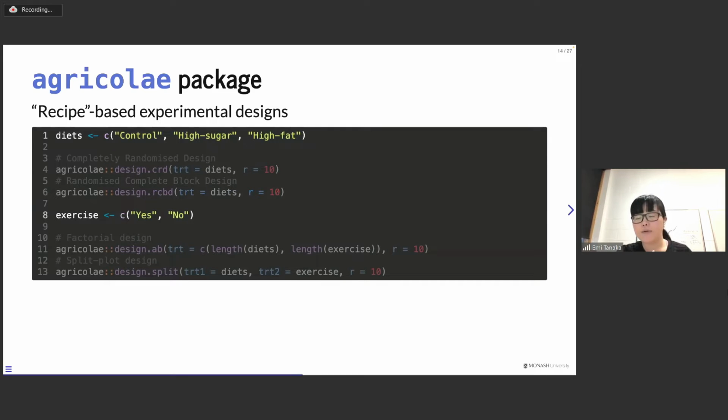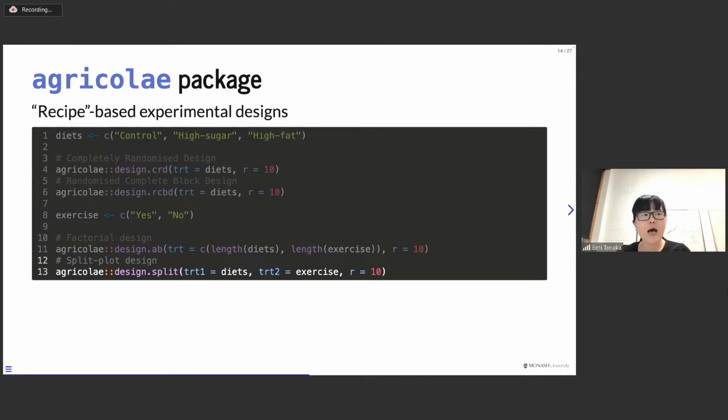Then let's say that we have another treatment factor. This time we're going to include exercise, which has 2 levels, whether that subject had exercise or not. And we can generate a factorial design. This one is less obvious in terms of the name, but it's design.ab. Then you pass in the number of levels for each of the different treatment factors. And again, we have a replicate of 10 here.